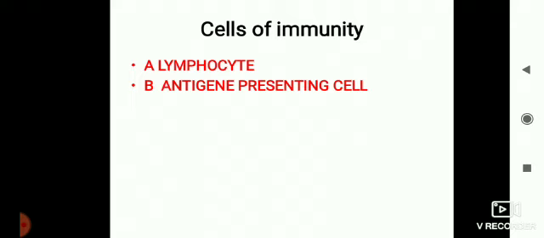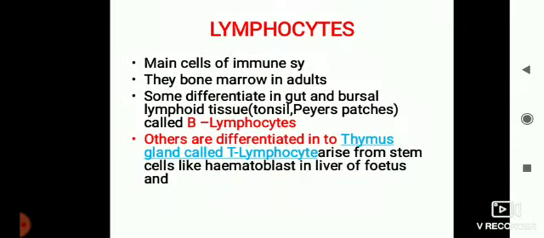Let us focus on the cells of immunity. Which are the cells of immunity? A. Lymphocytes and B. Antigen presenting cells. Antigen presenting cells like dendritic cells or macrophages are concerned with cell mediated immunity, and lymphocytes are concerned with antibody mediated immunity. Which are the white blood cells? Eosinophil, basophil, neutrophil, monocyte and lymphocyte.